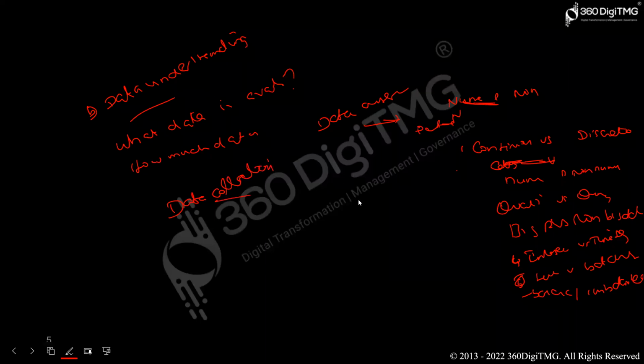In data collection, there are two types we consider: primary data collection and secondary data collection. In primary data collection, we collect the data directly from the user.